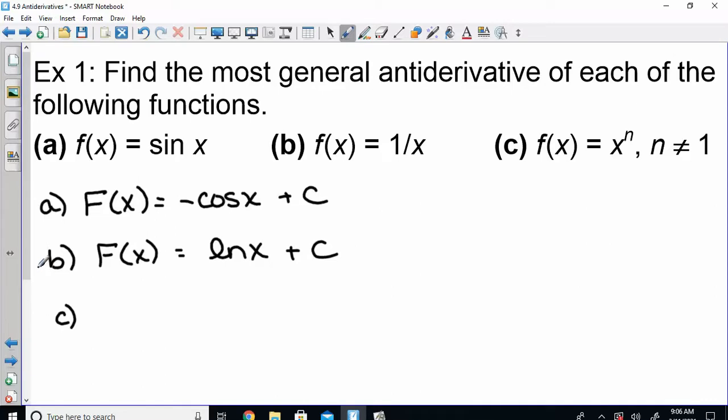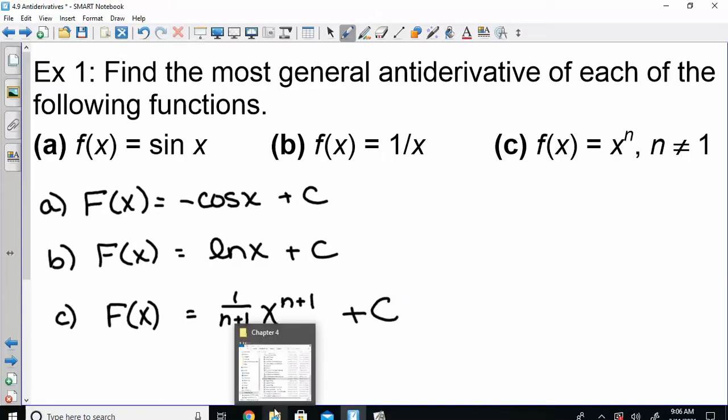C, f of x equals x to the n. So I'm basically coming up with a general form for x to any power. When we do that antiderivative, a derivative subtracts 1 from the power, so the antiderivative will add 1. And then we always just have to multiply by the reciprocal out in front. So it'd be 1 over n plus 1 times x to the n plus 1. And don't forget the plus c.